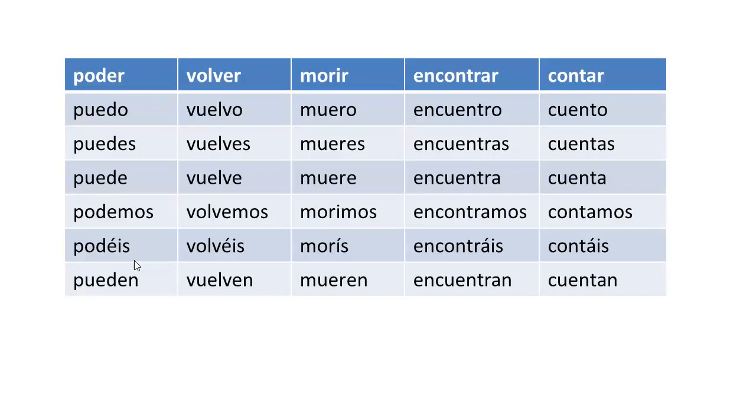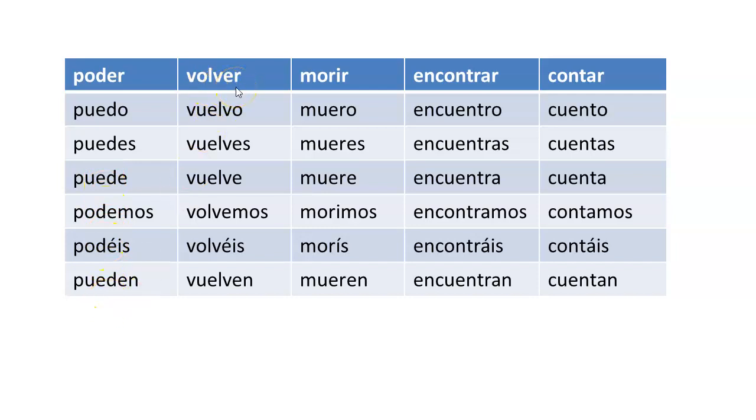Okay, once you know how to conjugate dormir, then it's just a matter of learning or memorizing the other O to UE stem changers. And here's a list of some of the other most common O to UE stem changers. So we have poder, to be able to. Notice the O to UE, puedo, puedes, puede, podemos, podéis, pueden.